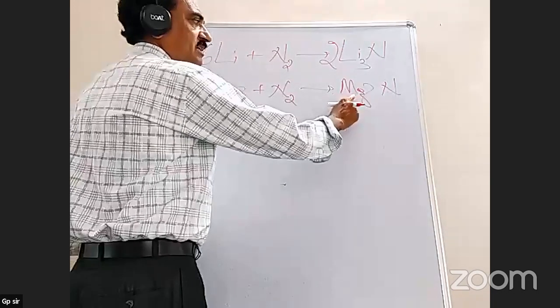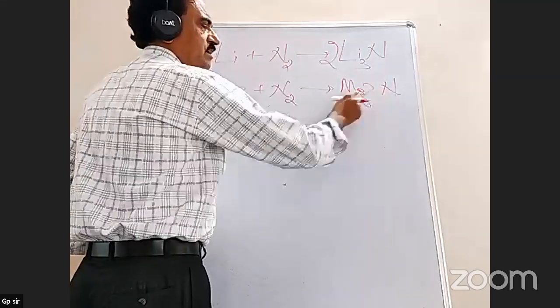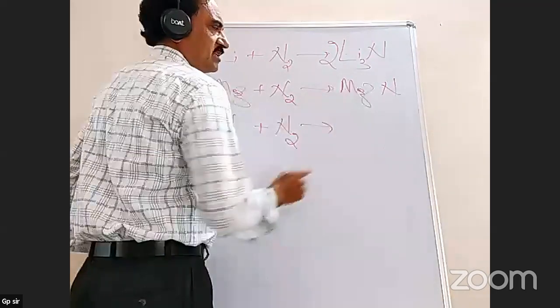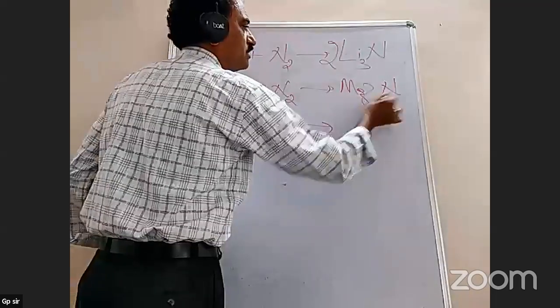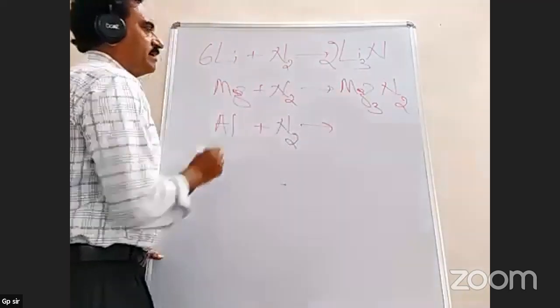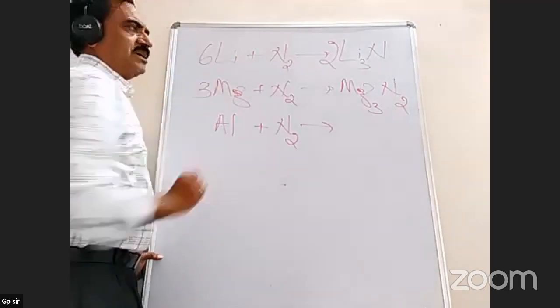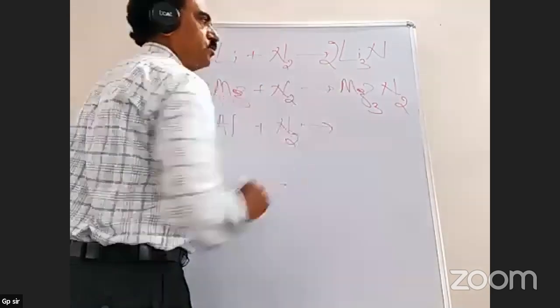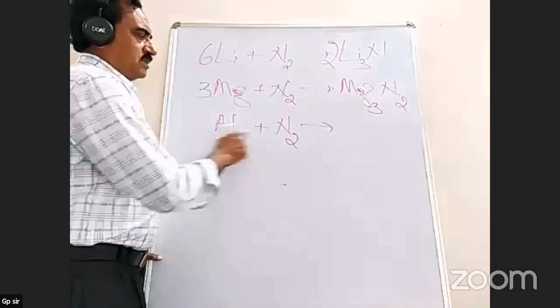Magnesium has valency 2 and nitrogen 3. Mg3N2. Nitrogen is minus 3, so we have to invert: Mg3N2. Magnesium nitride. And in order to balance, we take 3Mg plus N2. Mg3N2.